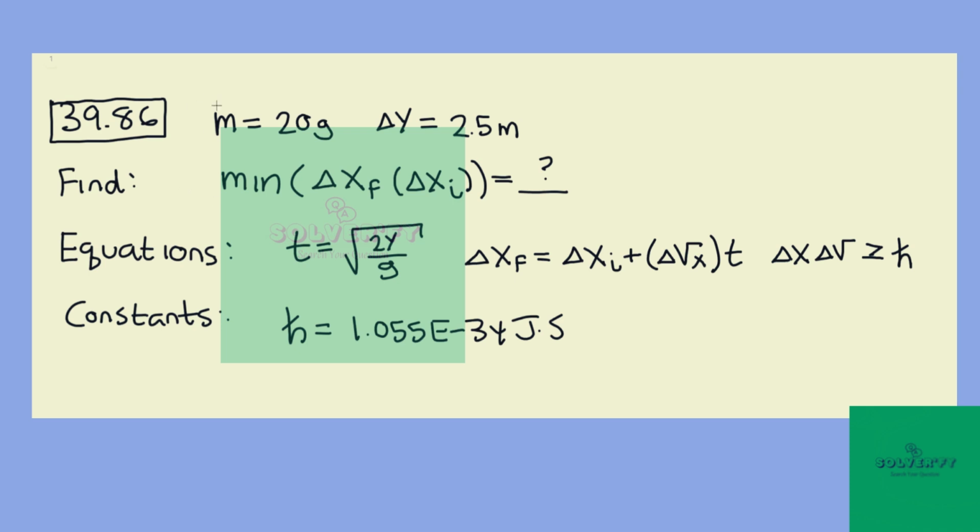Okay, this is a pretty tricky one. So we have an object with a mass of 20 grams, at a vertical distance of 2.5 meters from the ground. It's being dropped onto some small target, and we were asked, using quantum principles, to find the minimum possible uncertainty in its x location. So we should really draw a coordinate system.